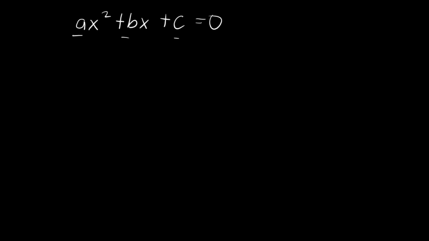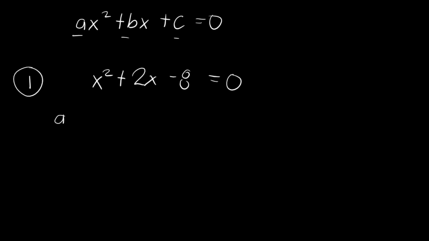So, let's have an example. For example, we have x squared plus 2x minus 8 equals 0. So, let's have this first example: x squared plus 2x minus 8 is equal to 0. Let's identify sino si a, sino si b, at saka sino si c.